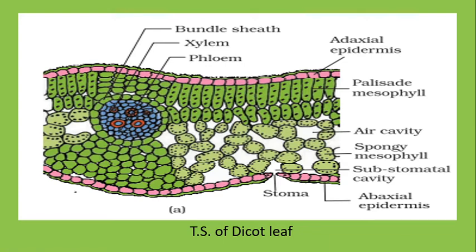So the phloem lies towards the lower epidermis. Here this blue part is the phloem, and this red part is the xylem elements. So towards the lower side or lower epidermis, it consists of sieve tubes or phloem. The phloem consists of sieve tubes, companion cells, and the phloem parenchyma. So towards the lower side there is a presence of the phloem.